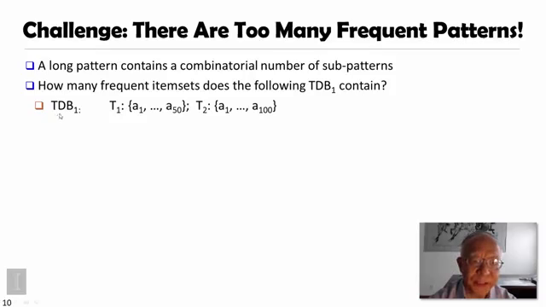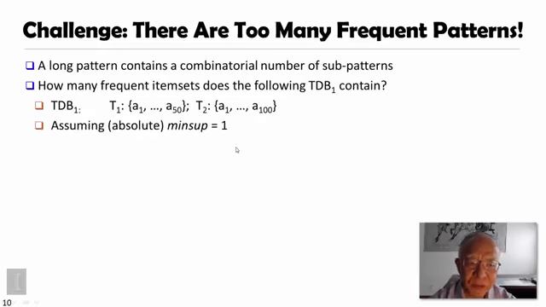Suppose we have a transaction database. It contains only two transactions, T sub 1 and T sub 2. T sub 1 contains 50 items, A sub 1 to A sub 50. Transaction T2 contains 100 items, A sub 1 up to A sub 100. Suppose we set the absolute minimum support to only 1. That means everything is frequent.